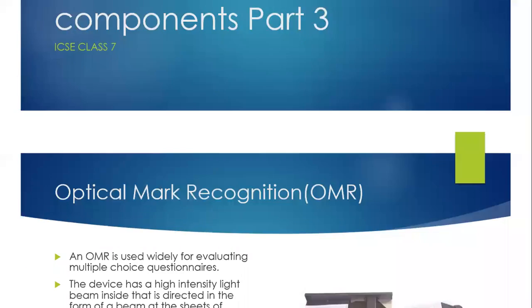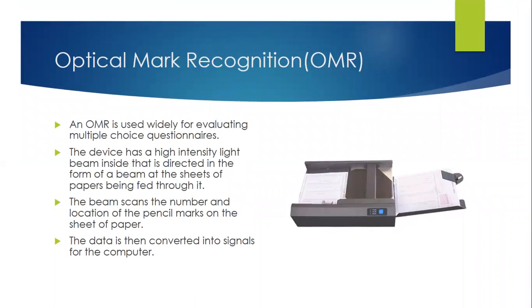Let's start. Optical mark recognition, OMR. OMR is widely used for evaluating multiple choice questions. The device has a high intensity light beam inside that is directed at the sheets of paper being fed through it. The beam scans the numbers and locations of the pencil marks on the sheet of paper. The data is then converted into signals for the computer.